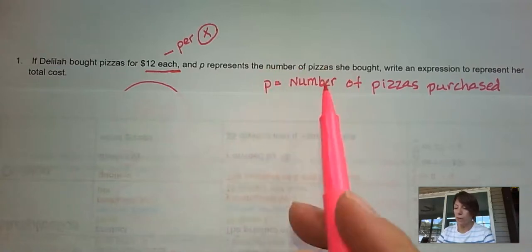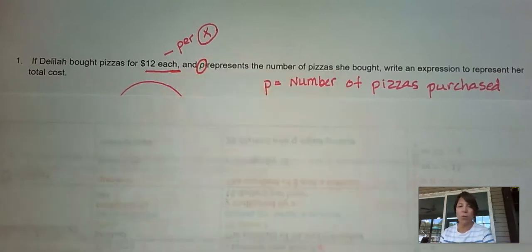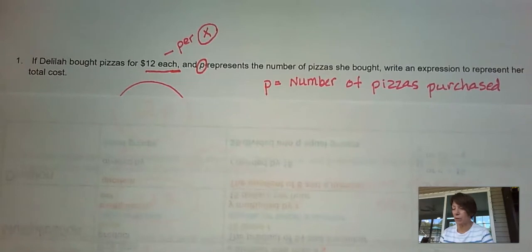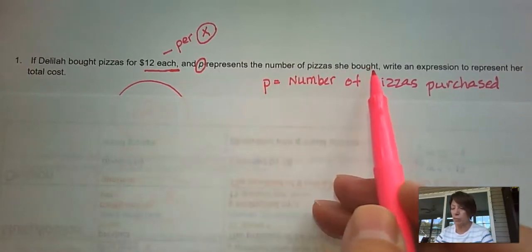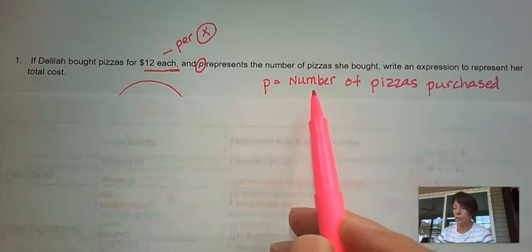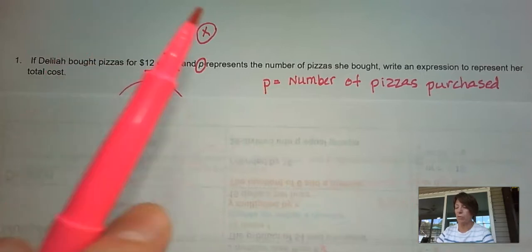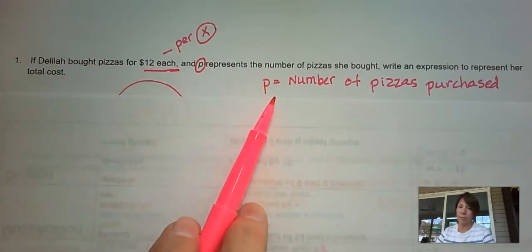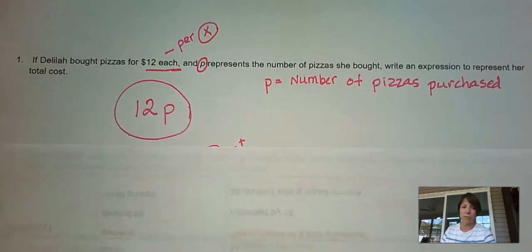So we want to locate the variable in the problem, which for us is P, and we want to tell what that variable is going to stand for. That's defining the variable. So here it tells us that P represents the number of pizzas she bought. So I wrote down P equals the number of pizzas purchased. So we know that we're paying $12 for every pizza we bought. We don't know how many pizzas that is, so we just use the variable, and the expression then that we're looking for is 12p, and then that means 12 times p.